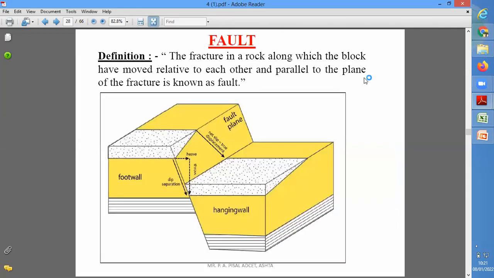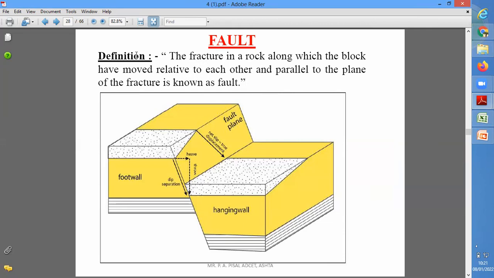Okay. Now, what is the meaning of fault? Okay, that we have to know. Fault means the fracture in a rock along which the blocks have moved relative to each other and parallel to the plane of fracture is called a fault. Simple definition. What is a fault? It is a fracture. Fracture means crack. In simple language, the meaning of fracture is the crack.